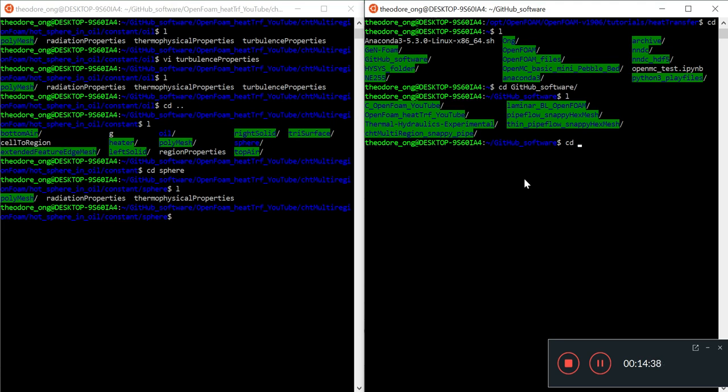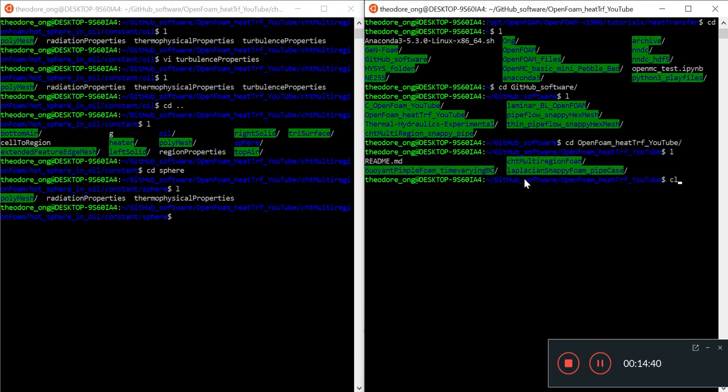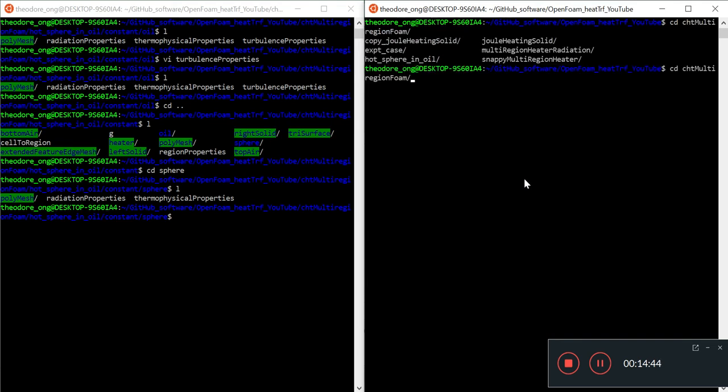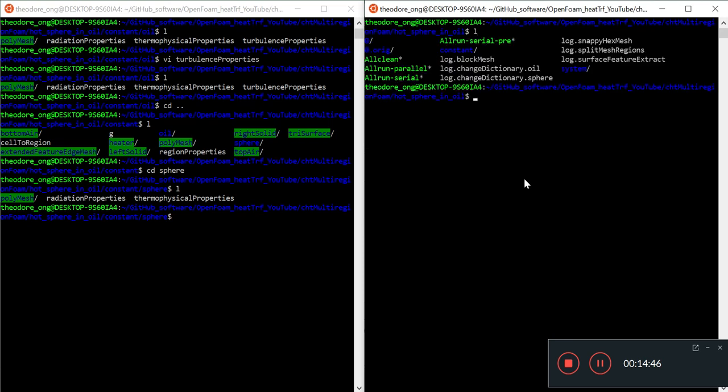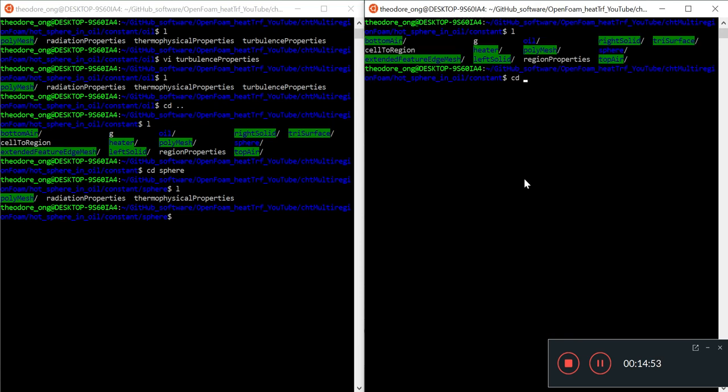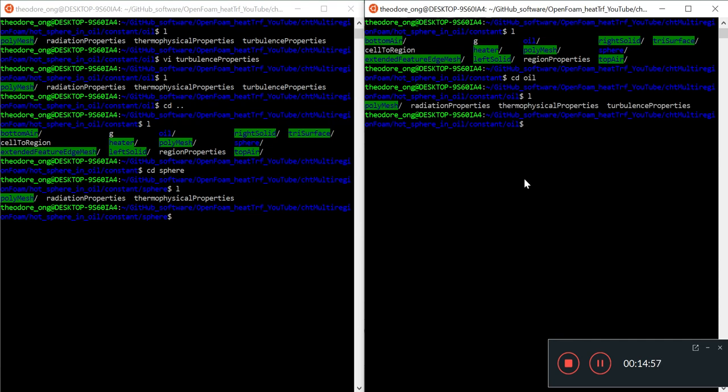So let's go to OpenFOAM heat transfer, CHT, hot sphere and oil, constant, and CD. I will take a look at the oil, because these are the properties where we have the polynomial fit. This is a very useful entry.